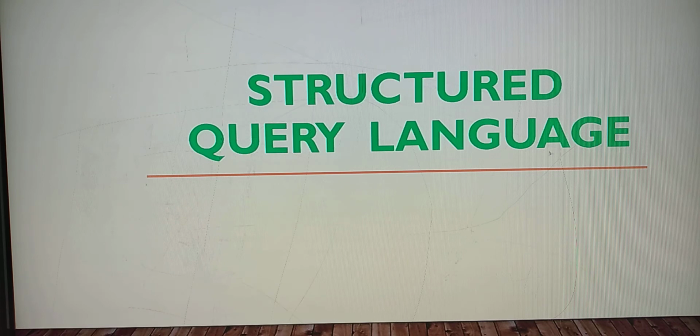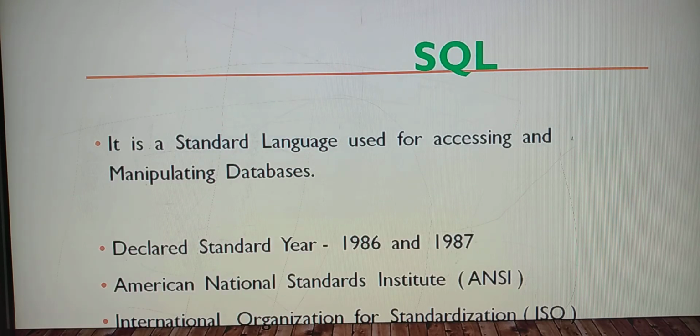So this SQL is a standardized one. Standardization means the standardized certificate must be given by an organization. So these two organizations gave it, that is your ANSI, and the next one is your ISO. In the years 1986 and 1987, this was declared as the standard. That is by the American National Standards Institute, and the International Organization for Standardization.